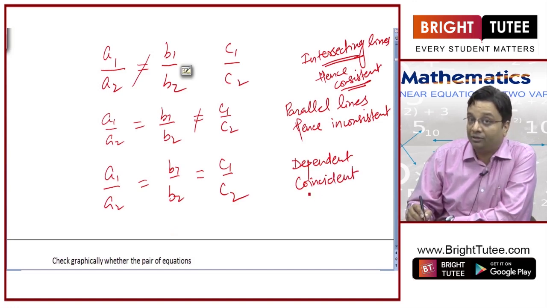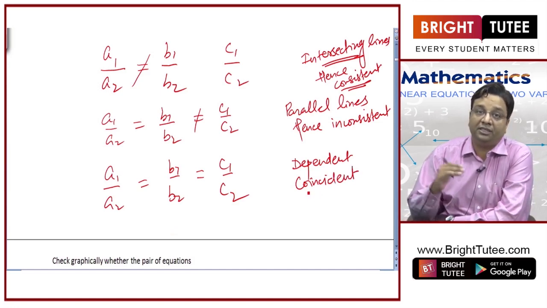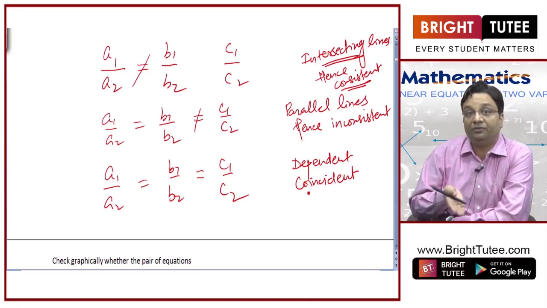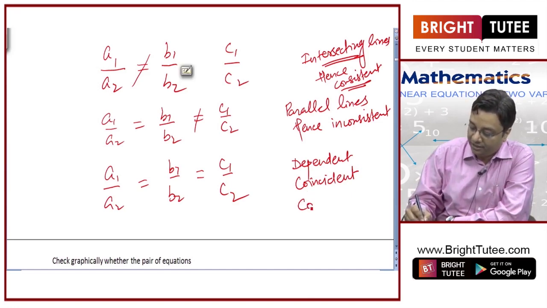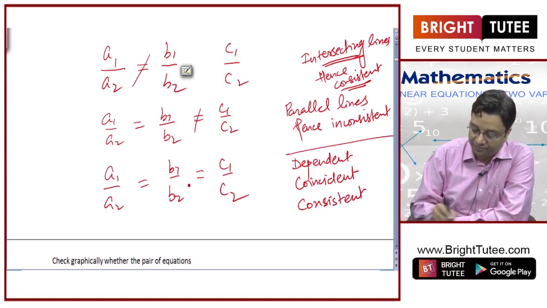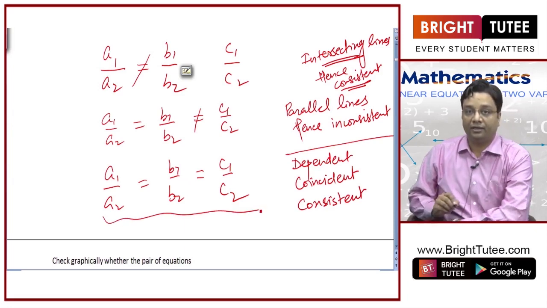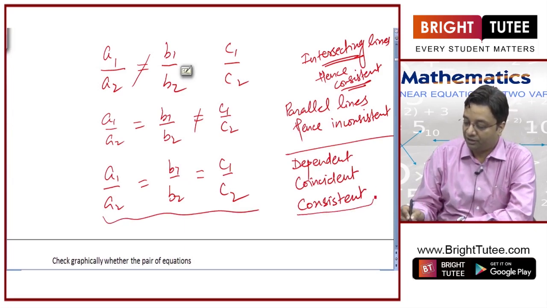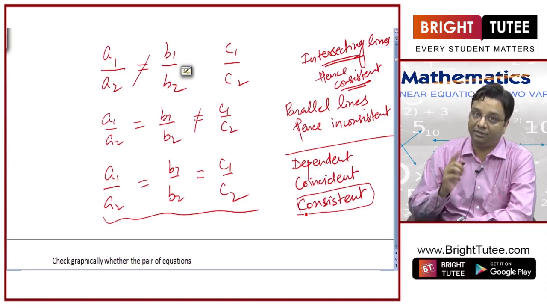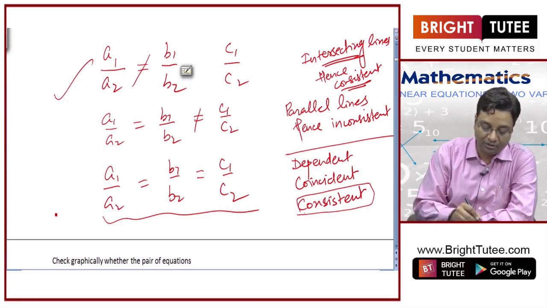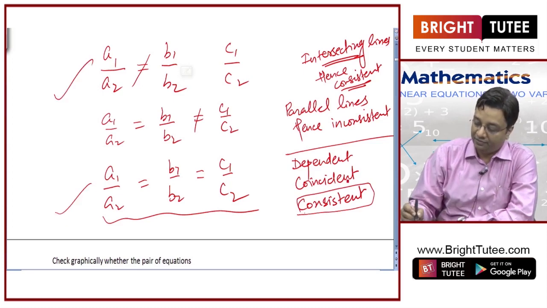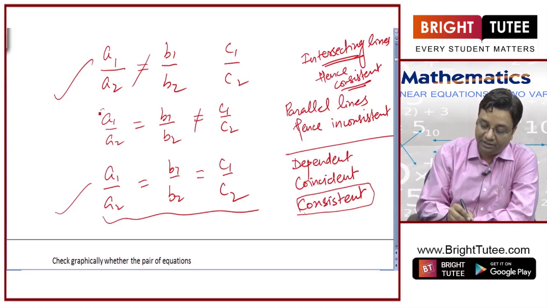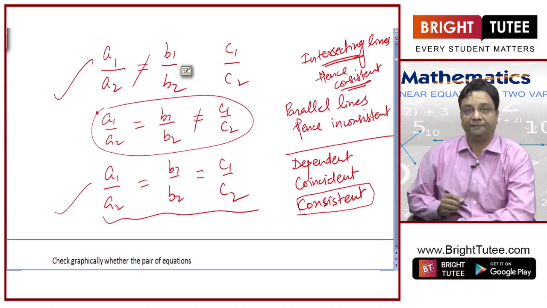And is it consistent or inconsistent? You just need to see whether it gives a solution or not. It will give you infinite number of solutions, so it is consistent. So all three terms are for this system. If you have got consistent pair of straight lines, there can be two situations: intersecting or coincident. If it is inconsistent, that means these lines are parallel lines.